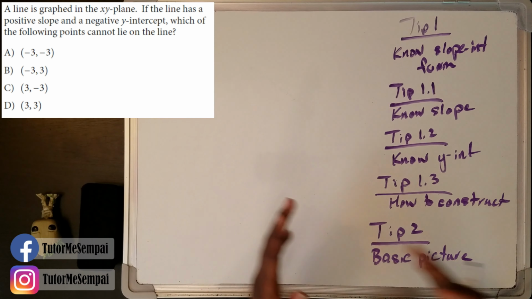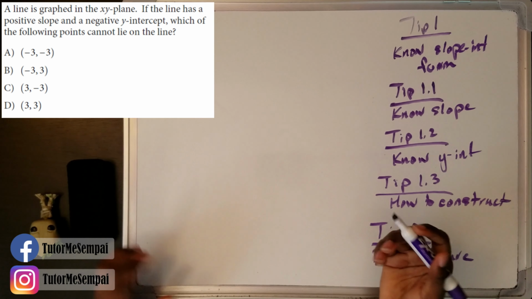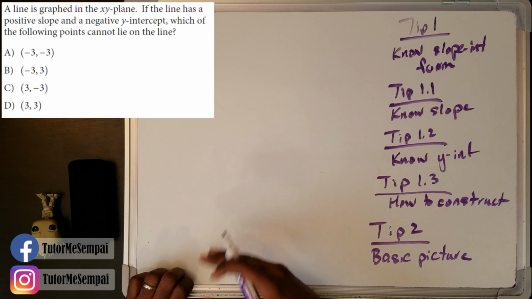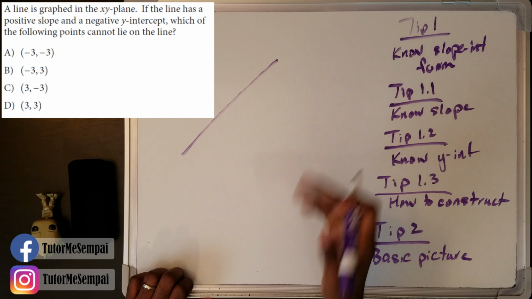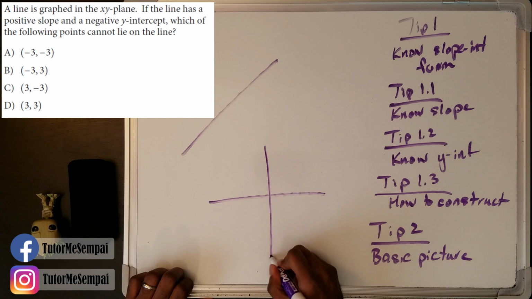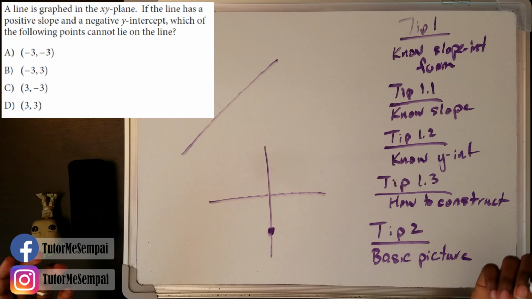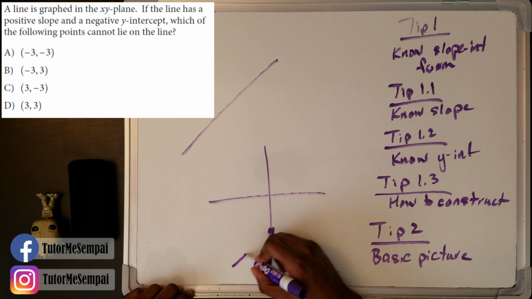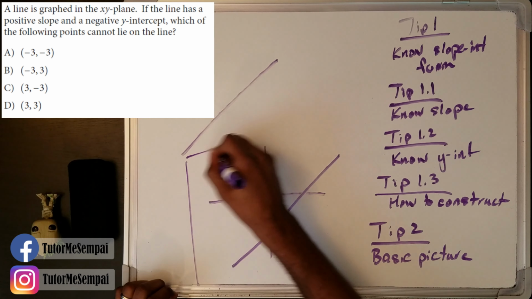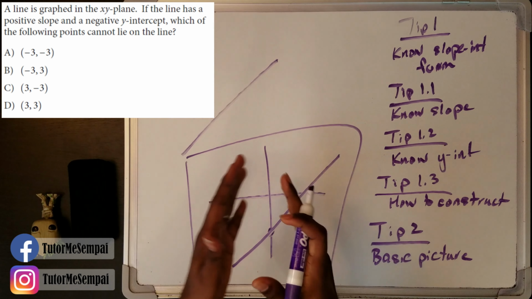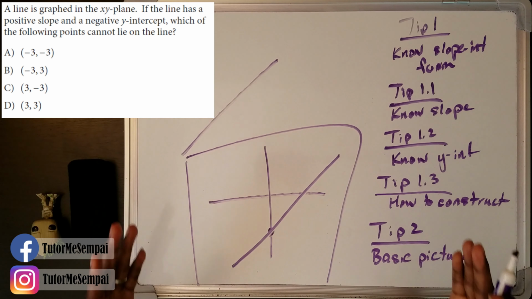So this question is going to be using our tip 2, having a basic picture understanding of what our line looks like. We're told that this line has a positive slope and a negative y-intercept. So positive slope means it's going to be looking like that, and a negative y-intercept means it's going to be down here. When you put all that together, your graph is going to look something like this. Now this is not going to be your exact graph, you can have it read up here depending on what your numbers are, but this is going to be the basic picture.